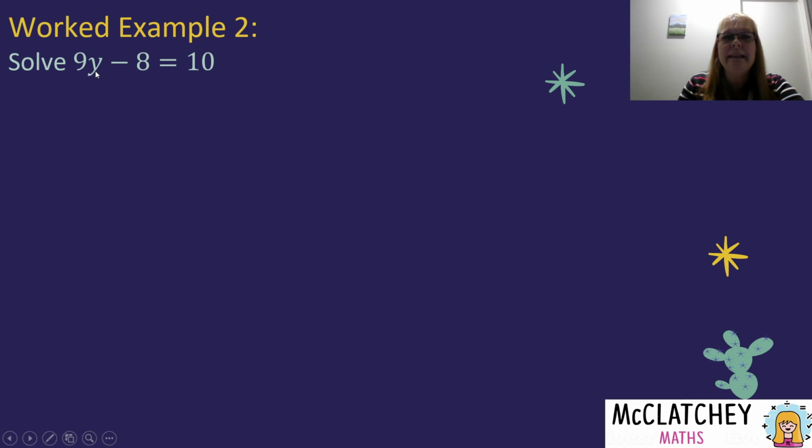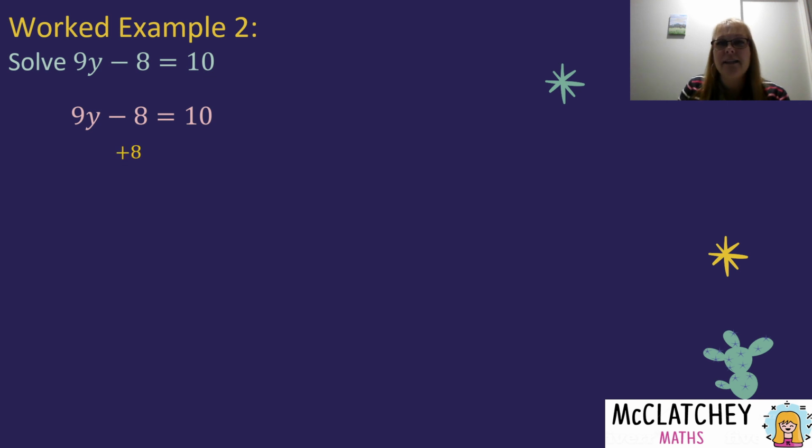That's why I always leave the coefficient of the variable, this number here, to my last step. So if you've got a situation like this, your first step should always be to bring like terms together. So we're bringing the whole numbers to the same side as the whole numbers. That's always our first step. So let's start that. We're going to undo take away 8 by adding 8 to both sides. So I add 8 to the left-hand side, add 8 to the right-hand side. So I'm leaving that 9y as my last step.